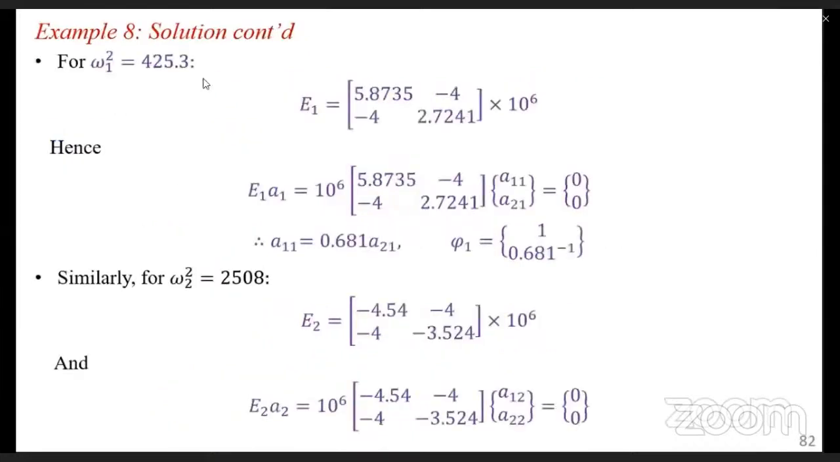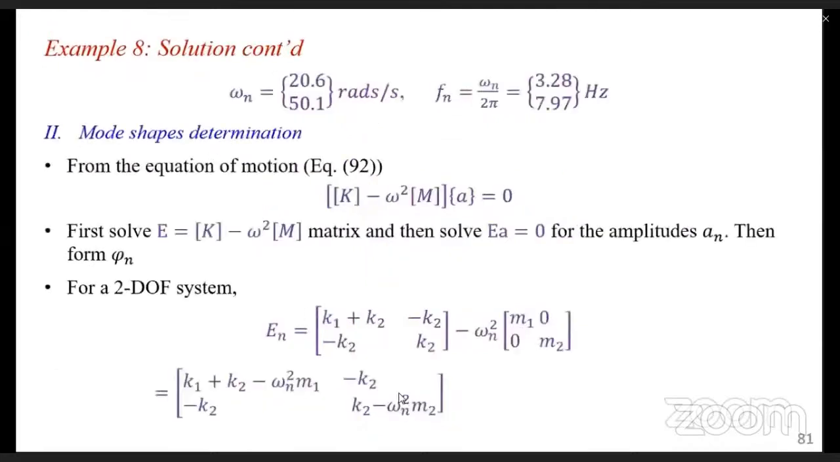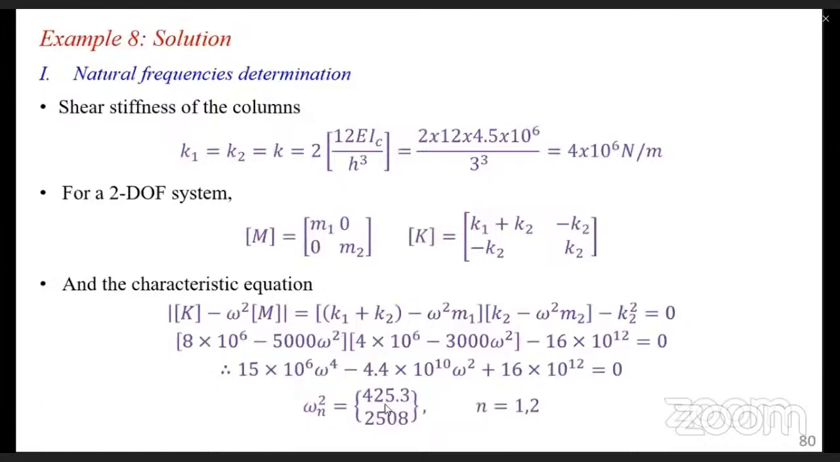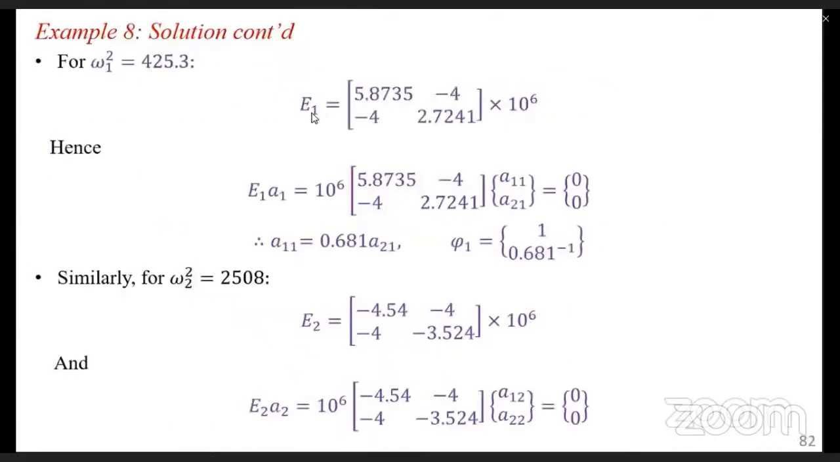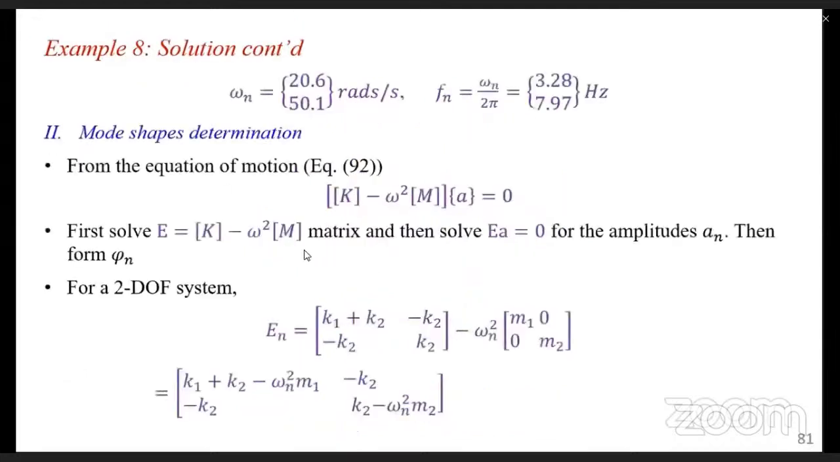Then remember now, you just need to substitute the values of omega squared. Because omega n squared varies, we had omega n squared with 2 values, 425 and 2508. So when it's 425, you substitute that value into E1, and you are going to get that E1 is like this. Hence, remember the first part was to get E, and then EA is equal to 0. Or you are just solving this equation by substituting this here. And of course, because it's 2 degrees of freedom, you have A1 and A2.